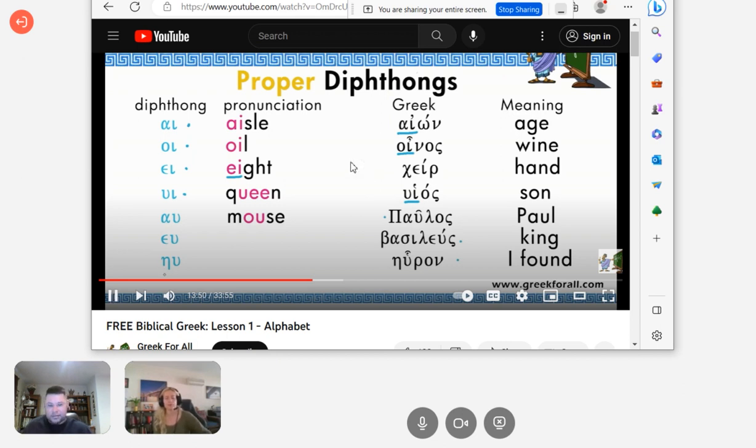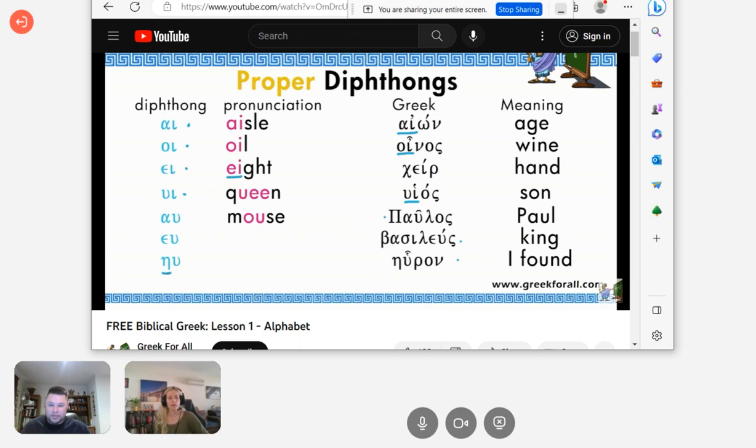This last diphthong starts with a long vowel, but it is still considered a proper diphthong. There's a variation of how to pronounce these two diphthongs. Some pronounce them as you, and they say there is an example in English, the word feud, and they would pronounce this word as Basileus, a king, and Heuron, I found. In this course, I will pronounce them as eu, because the previous diphthong is pronounced as au, so it is logical to pronounce this one as eu.